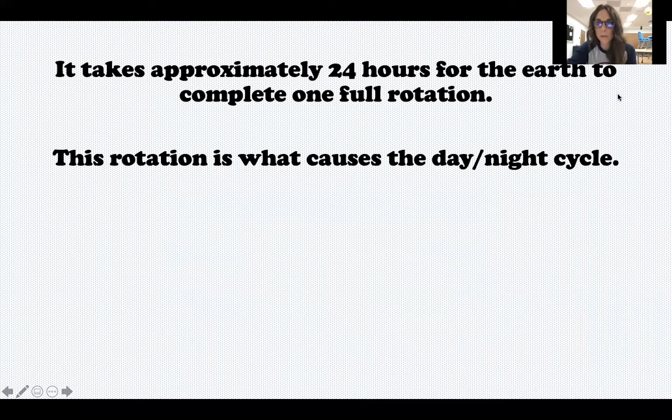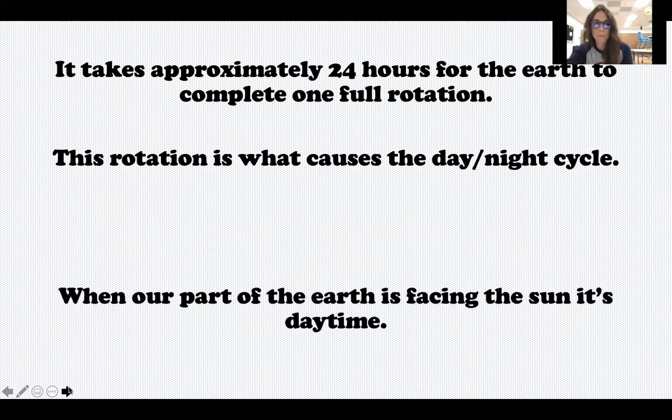And this rotation is what causes the day-night cycle. So by day-night cycle, we mean that day and night is a cycle that repeats over and over and over again. It's a pattern. It always goes day, night, day, night, day, night, day, night. It never skips over nighttime and has 2 days in a row. It never skips over daytime. It never goes backwards. It always repeats in the same order.